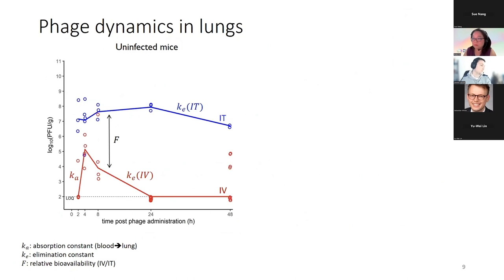So now we'll show you some data. We have phage concentrations at different times, so at the different sacrifice times for the mice, here without any infection. So we can see the difference in terms of phage concentration between the intravenous route and the intratracheal administration. Of course, it is a concentration here in the lung. So thanks to that, we estimated the pharmacokinetics parameters.